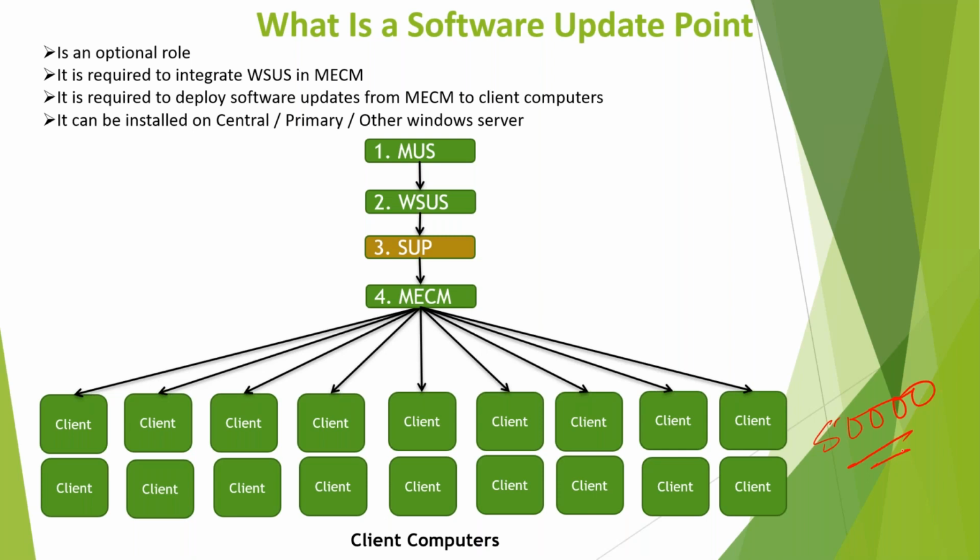You need to deploy updates through SCCM, but SCCM will get updates from where? From WSUS. But WSUS will get updates from where? From Microsoft. So the Microsoft Update Server will dump the updates into the WSUS console. Then from here it will come to the software update point, and then it will come to SCCM. So SCCM will then deploy to the target machines, 50,000 machines or 100,000 machines. SCCM is going to deploy the updates to all the machines.